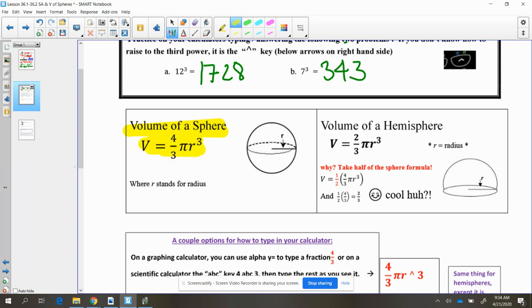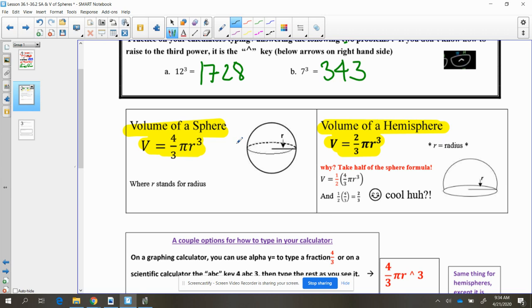So for a sphere and a hemisphere, it is really, really important that we have the formulas, and notice that these are to the third power. Well, whenever we take the volume of anything, the units are to the third power. So this makes a little bit of sense for us.